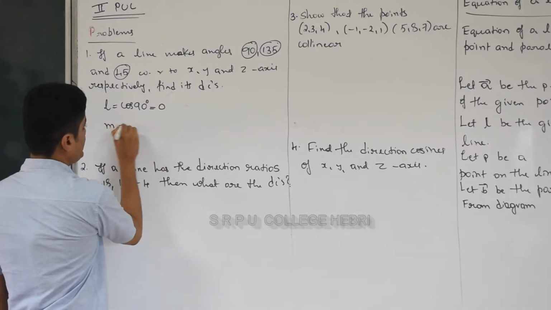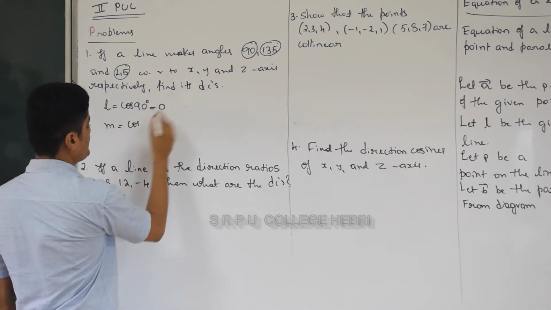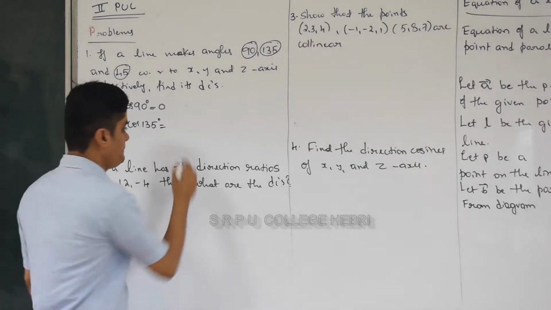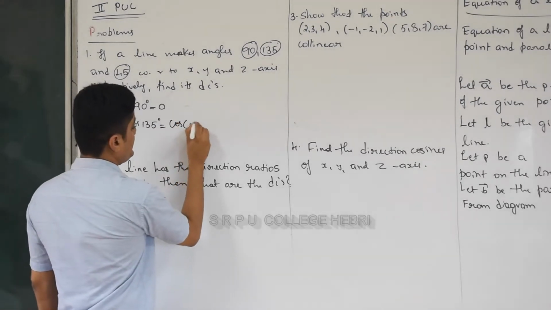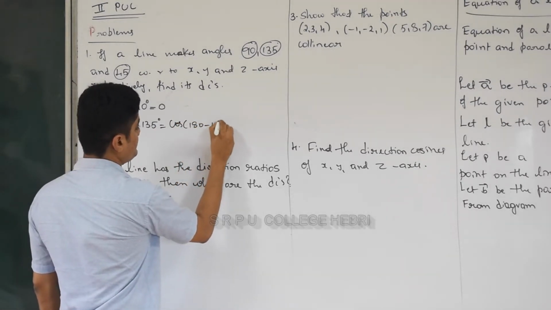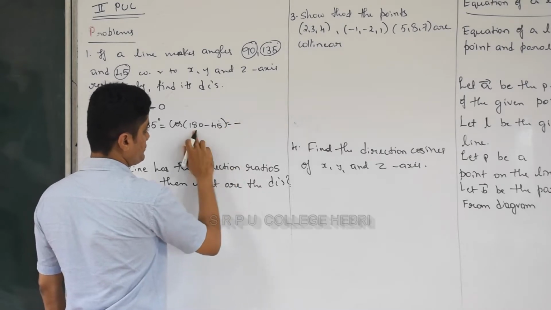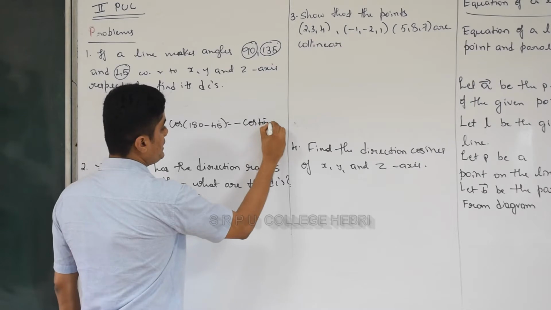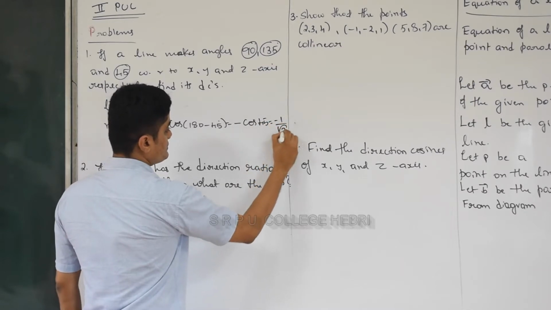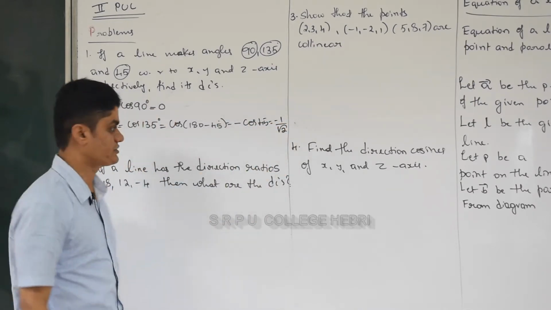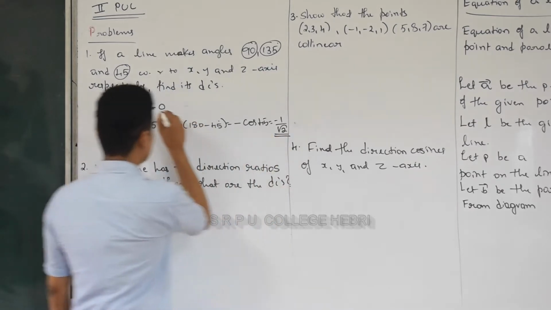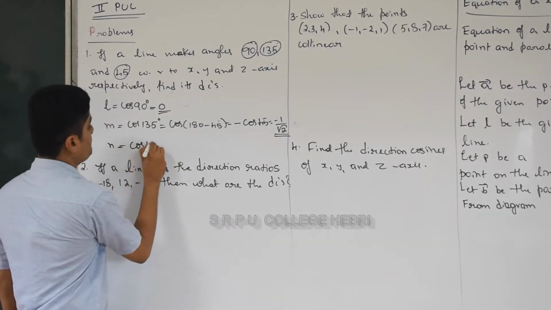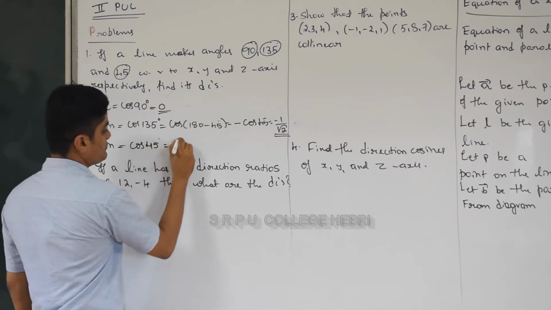Next m, the second direction cosine, cos beta, where beta is 135 degree. Can you tell me what is the cos of 135 degree? It is nothing but cos of 180 minus 45 degree. Second quadrant means cos is negative, 180 will keep the cos as it is, so it is cos 45 degree, and cos 45 degree is 1 by root 2. So the second direction cosine is minus 1 by root 2. The third direction cosine is cos of 45 degree and it is 1 by root 2.